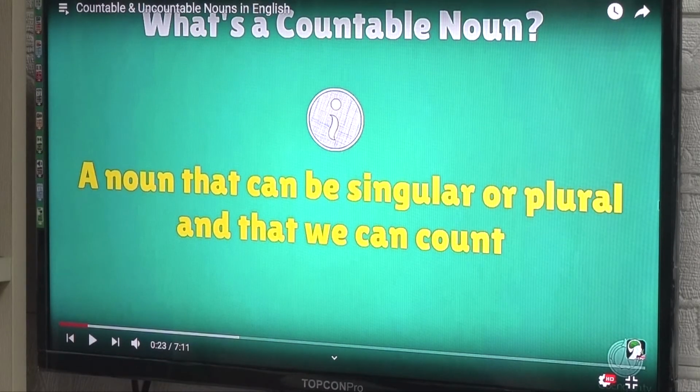So what is singular or plural? Do you know what singular and plural are? Singular means just one, and plural means more than one. Okay?